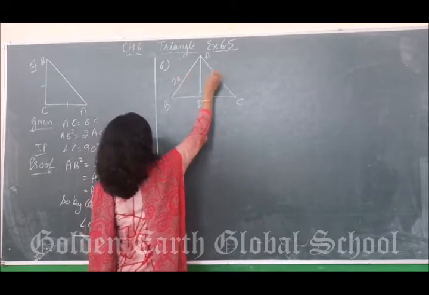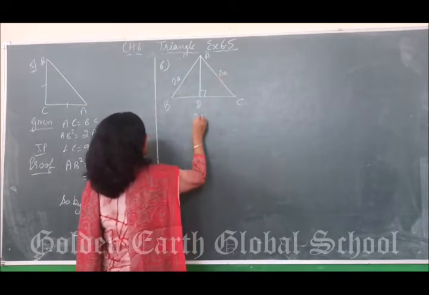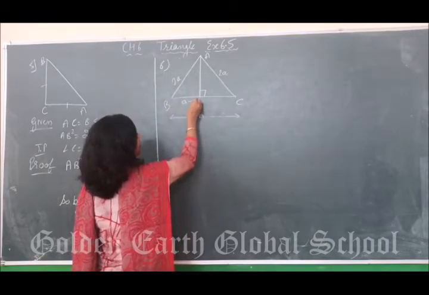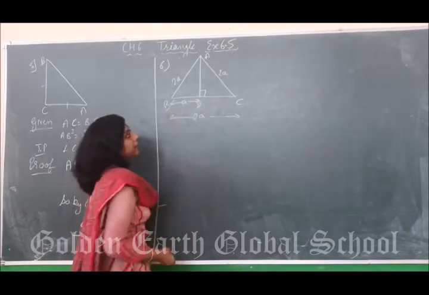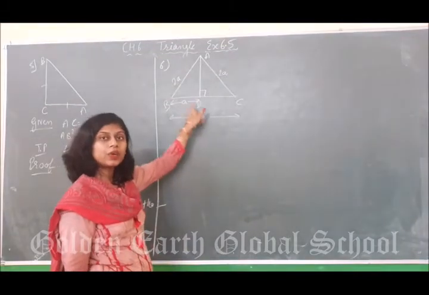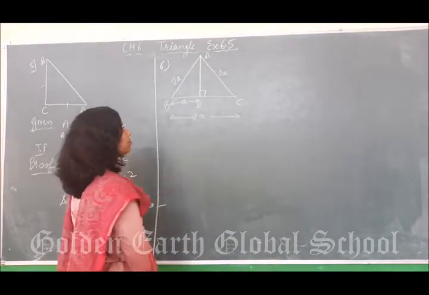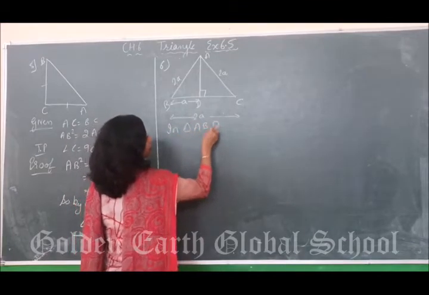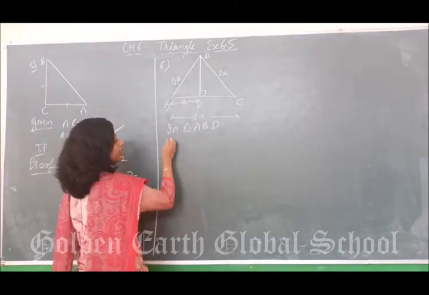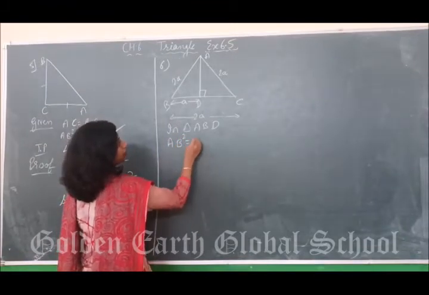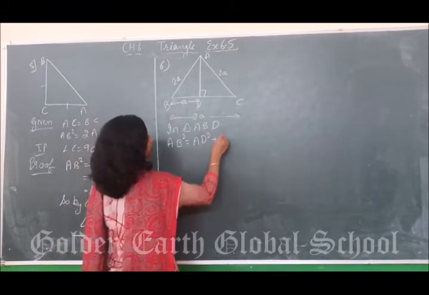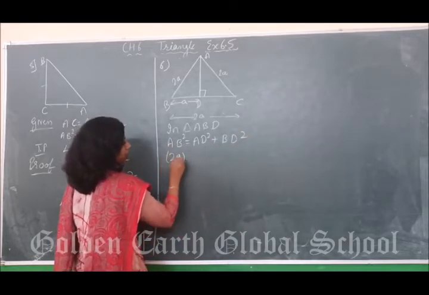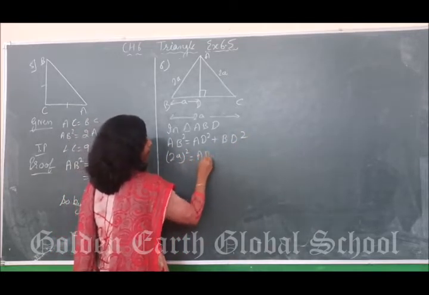Each side is 2a. This BC is 2a. It means to say this BD side will be a, because median divides the third side into two equal parts. Now we will consider triangle ABD. We will apply Pythagoras theorem here. AB square equals AD square plus BD square. AB square is (2a) square. AD we have to find.